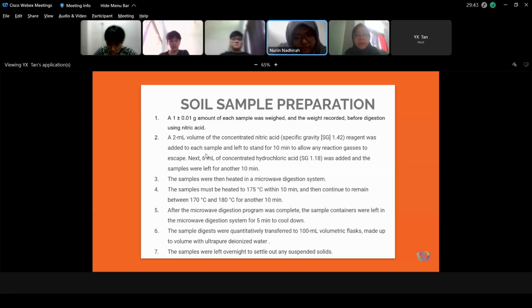The sample must be heated to 175 degrees Celsius within 10 minutes and then remain between 170 and 180 degrees Celsius for another 10 minutes. After the microwave digestion program was complete, the sample containers were left in the microwave digestion system for 5 minutes to cool down. The sample digest was quantitatively transferred to a 100 ml volumetric flask and made up to volume with ultrapure deionized water. The samples were left overnight to settle out any suspended solids.